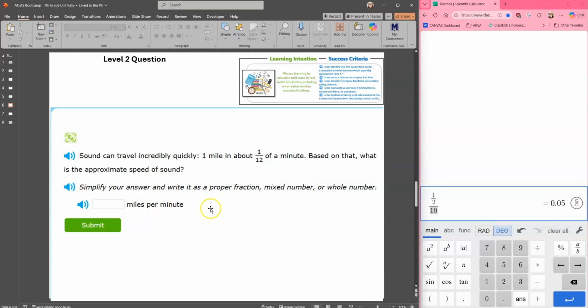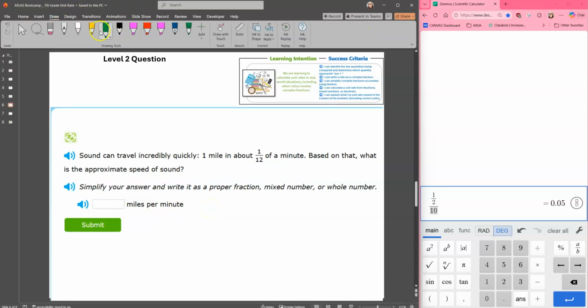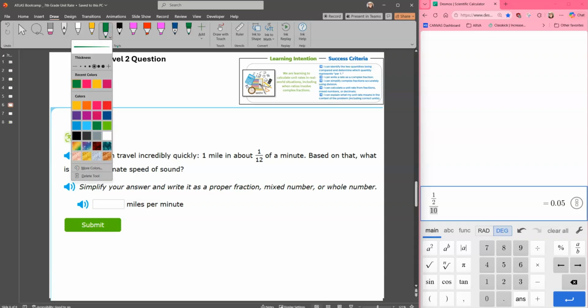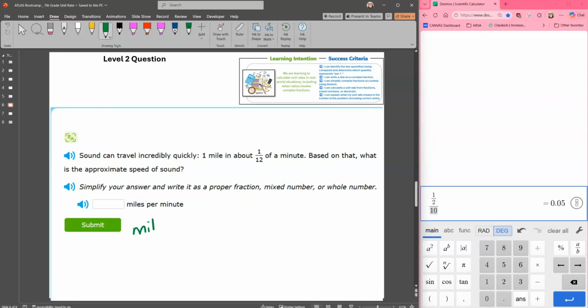Something miles per minute. So I know right off the bat, I'm always going to set this up where it's miles per 1 minute. I'm always writing that on my scratch paper, not necessarily because I have to, but because that lets me check my work, because I know when I get my answer, it needs to be miles per 1 minute.